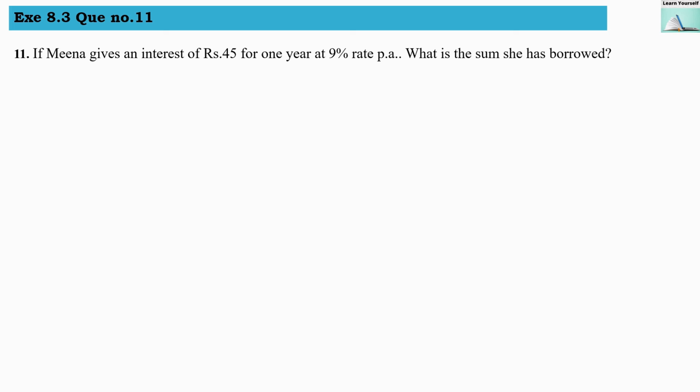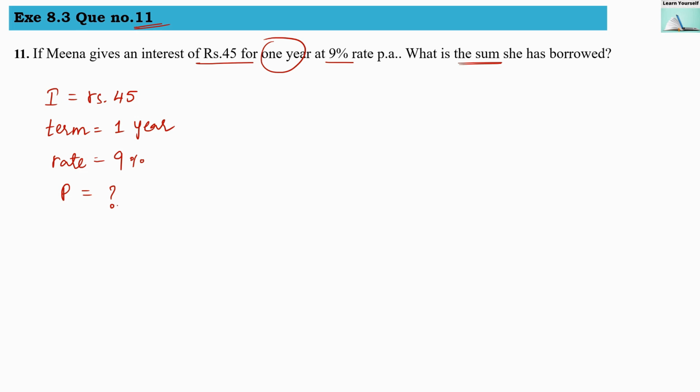Exercise 8.3, question number 11. If Meena gives an interest of rupees 45 for 1 year at 9% rate per annum, what is the sum she has borrowed? So we have to find out the sum, that is the principal amount. So interest is rupees 45. 1 year will be the term, so term will be equal to 1 year. Rate they have said is 9%, and principal amount we have to find out.